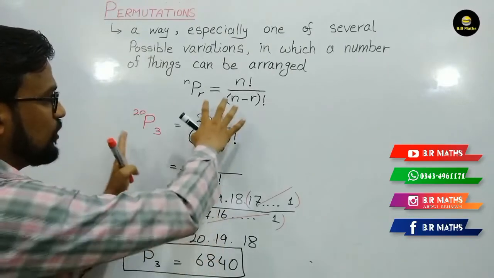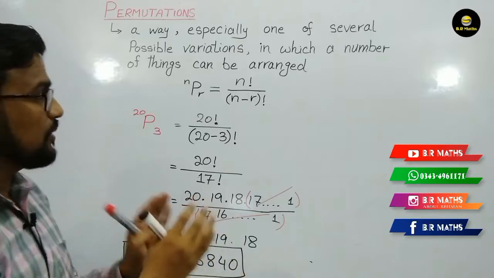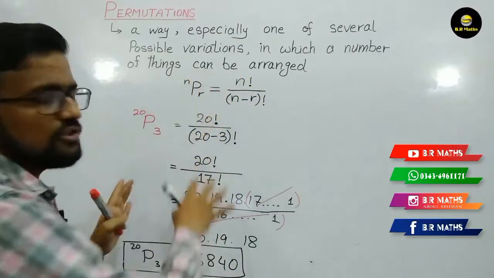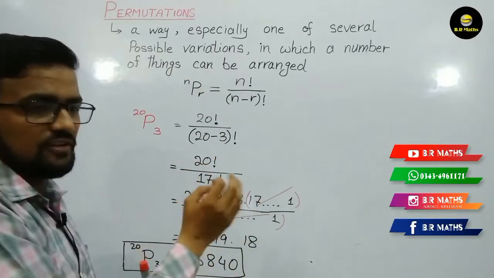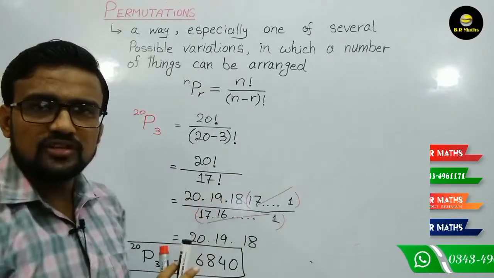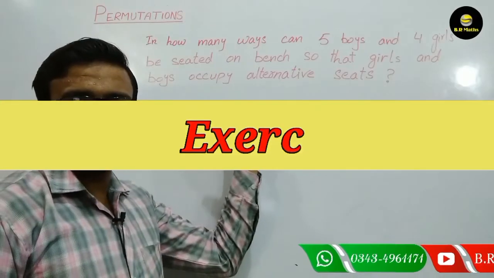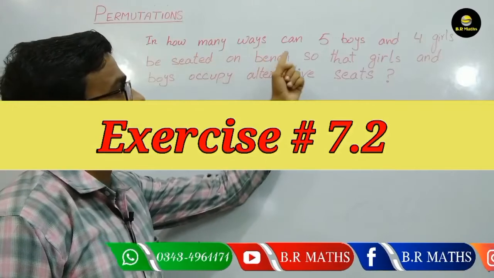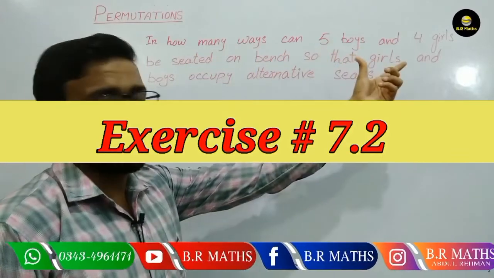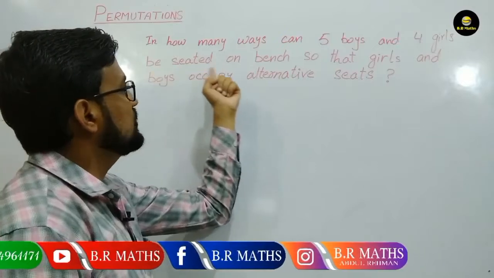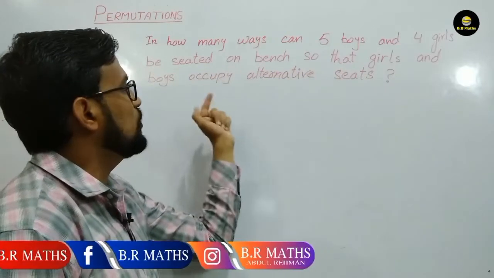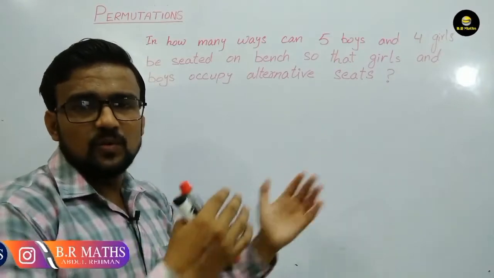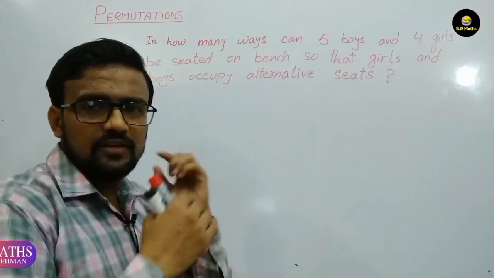This is the formula for permutation, and permutation is an arrangement. For detailed understanding of this permutation, or arrangement, and the main important example, now we solve on this board. So let's start this important question about the permutation. In how many ways can 5 boys and 4 girls be seated on a bench so that girls and boys occupy alternate seats? Okay, means one boy, one girl, boy, girl, and so on.